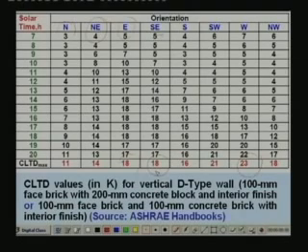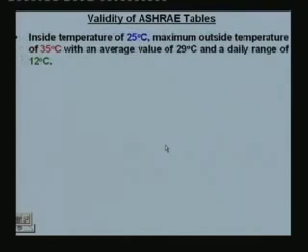Okay. So this kind of tables are available in ASHRAE handbooks. Now what is the validity of ASHRAE tables? The ASHRAE tables have been obtained for inside temperature of 25 degrees centigrade and maximum outside temperature of 35 degrees centigrade with an average value of 29 degrees centigrade and a daily range of 12 degrees centigrade. What is daily range? Daily range means maximum outdoor temperature minus minimum outdoor temperature. Okay, so that value is taken as 12 degrees centigrade.